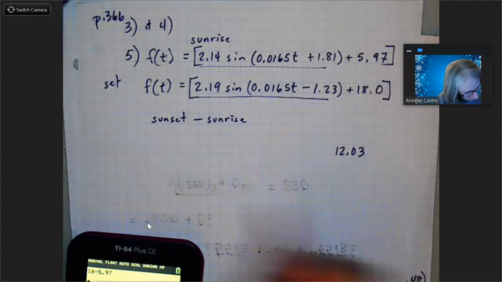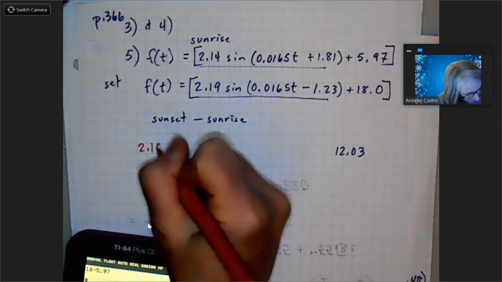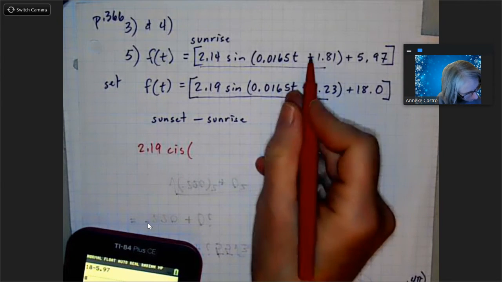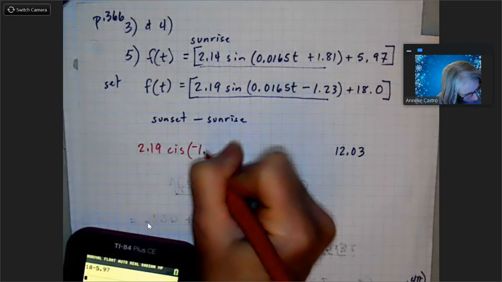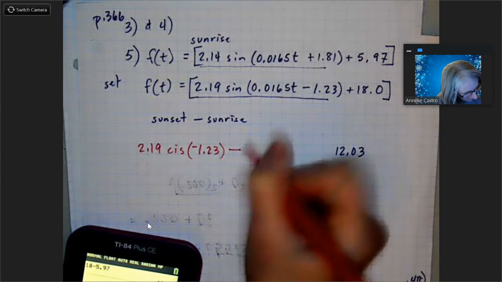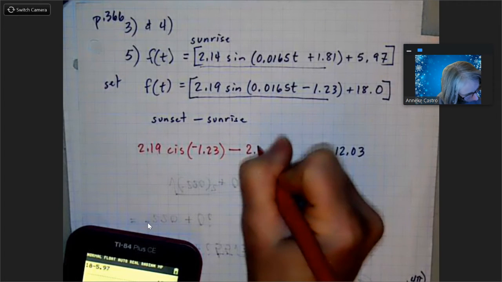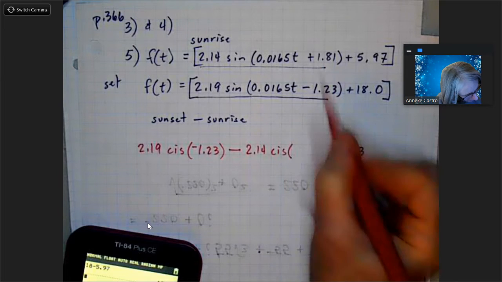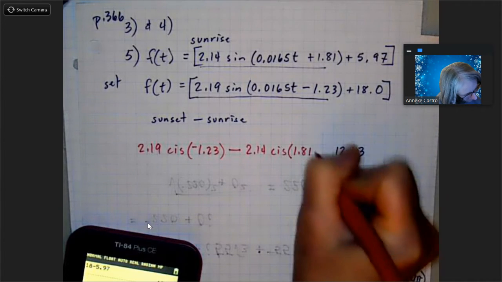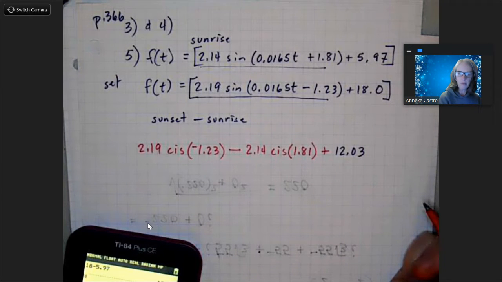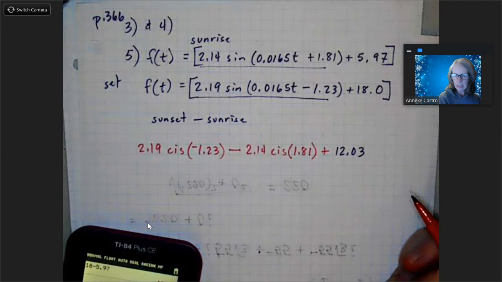So I'm going to start with this one. I'm going to have 2.19 cis. Notice this one's negative, that one's positive, so I'm going to put negative 1.23. And then I'm going to be subtracting this one, 2.14 cis, and this one's positive 1.81. And then plus 12.03. That's just kind of an afterthought. I'm going to add that on at the end. All right, so that's how I set this up. This is how I take care of this.